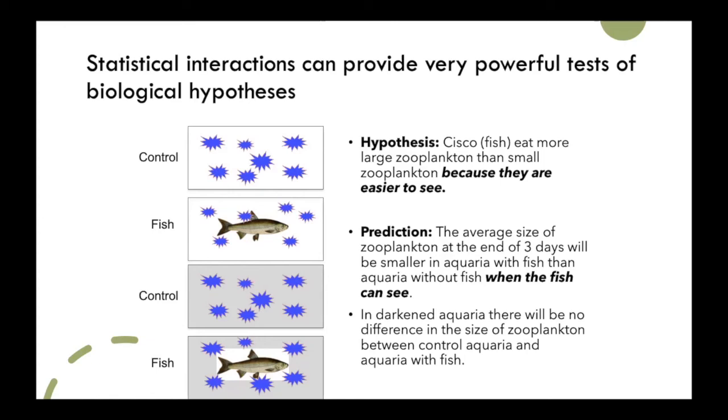So now we've got a two-factor experimental design, tanks with and without fish, tanks in the presence of light allowing the fish to see, and tanks in the darkness where the fish cannot see. And our prediction then is fundamentally about an interaction. We expect the effect of fish on the size of zooplankton to not be constant. We expect this effect to depend on whether or not the fish are able to see.